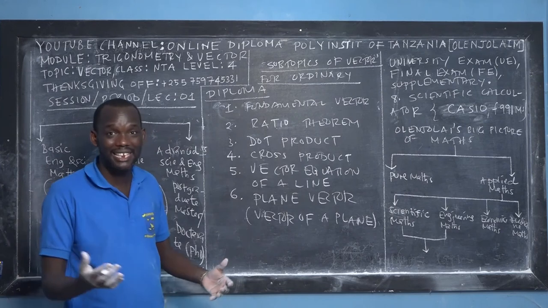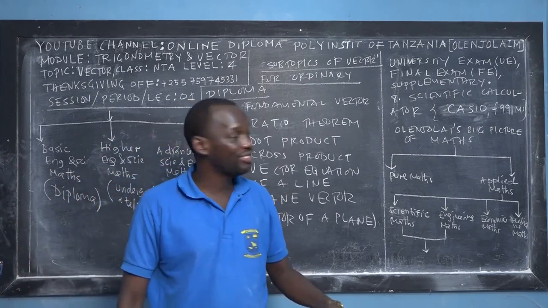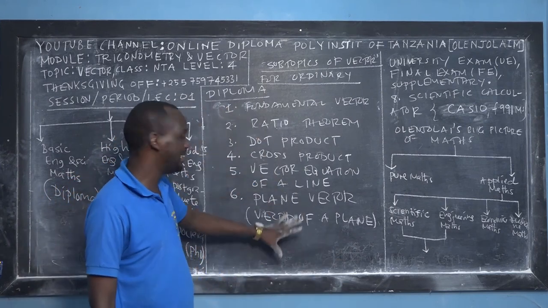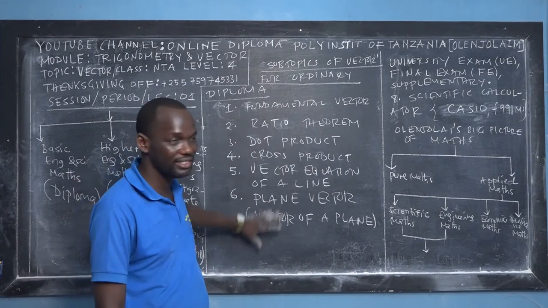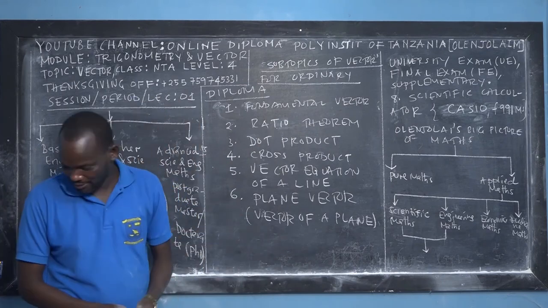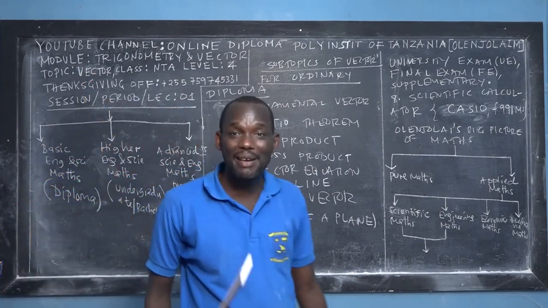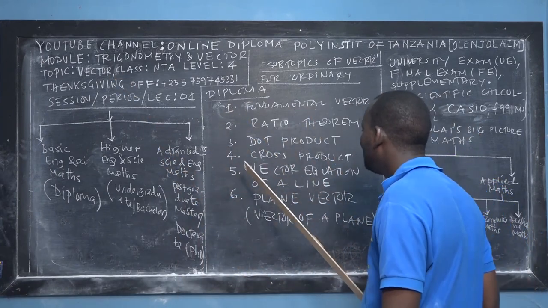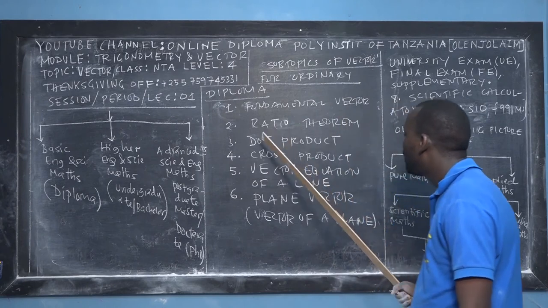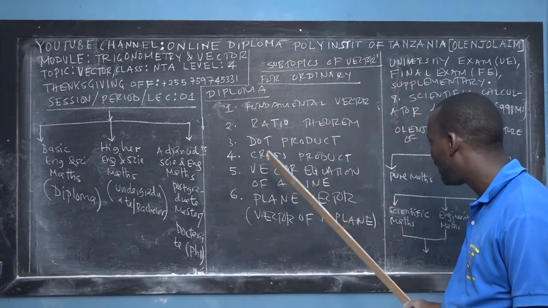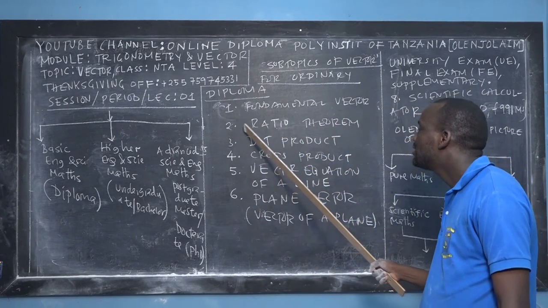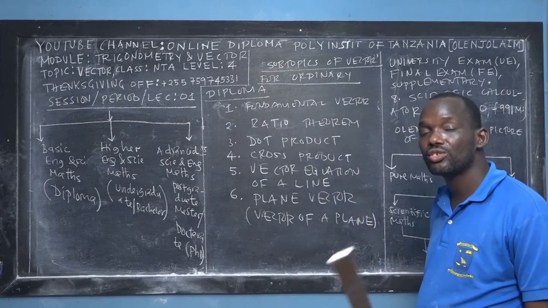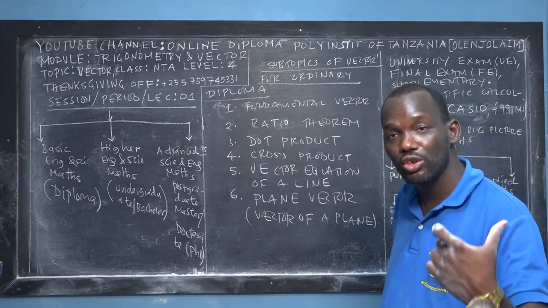In advanced mathematics for A level, we cover many more subtopics than are presented here. For example, those of us who have pursued advanced mathematics, after fundamental vectors, learn the ratio theorem, and then we learn internal and external division of a vector. We derive the formulas and solve problems.